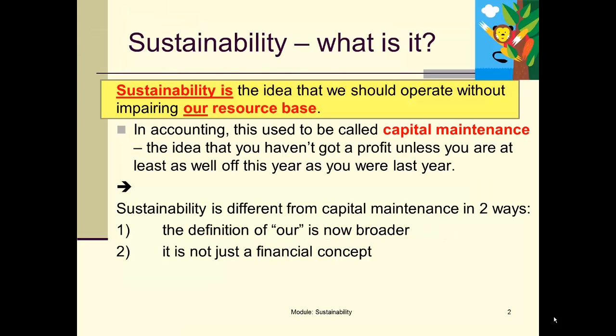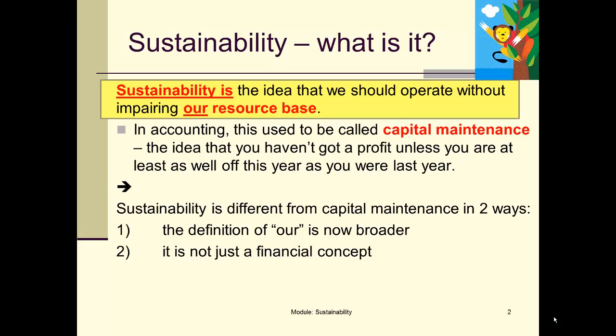So what is sustainability? Sustainability is basically the idea that we should operate without impairing our resource base. This is similar to the old idea of capital maintenance. That was a financial concept that said you don't have a profit unless your wealth at the end of the year is at least the same as it was at the beginning of the year. In other words, you have to make sure you are at least where you were at the beginning of the year before anything over and above that can be considered a profit.